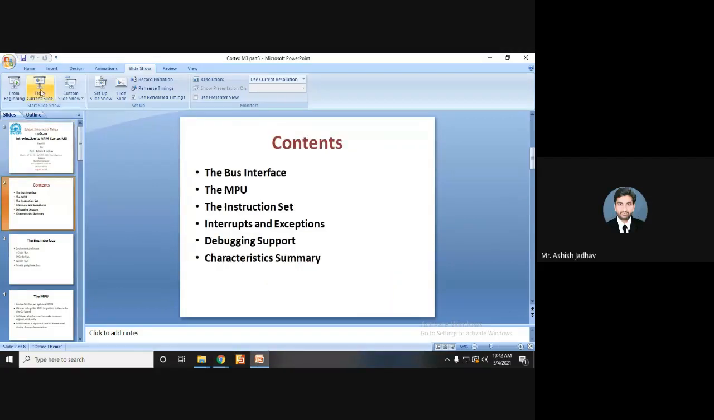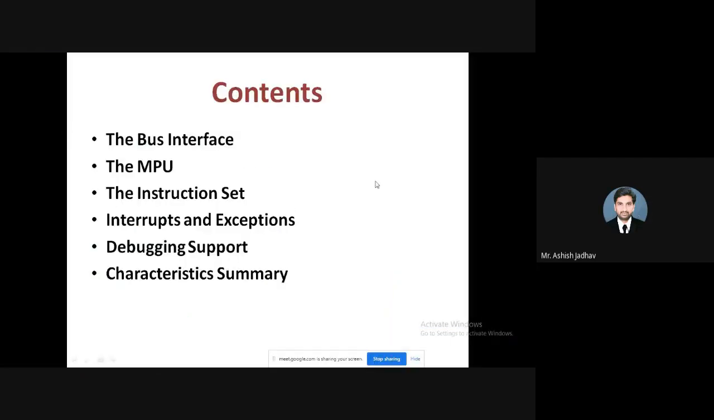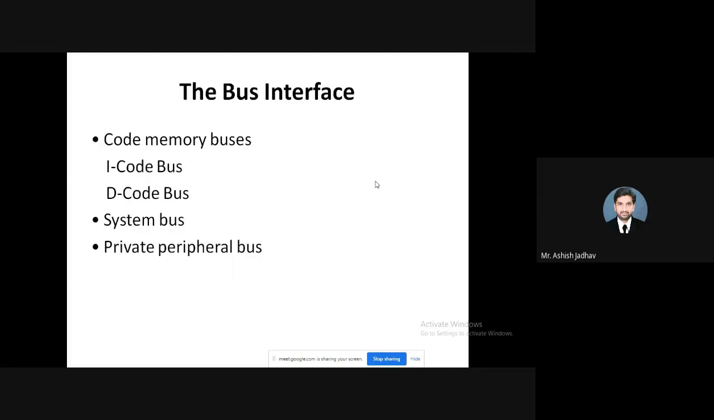Right, so let us continue. In this particular section, we have studied the bus interface, MPU, memory protection unit, instruction set, interrupts, exceptions, and debugging support and characteristics summary, right? So bus interface, I told you, different buses are required to transfer the data from one place to another. It may be instruction, it may be data, right?